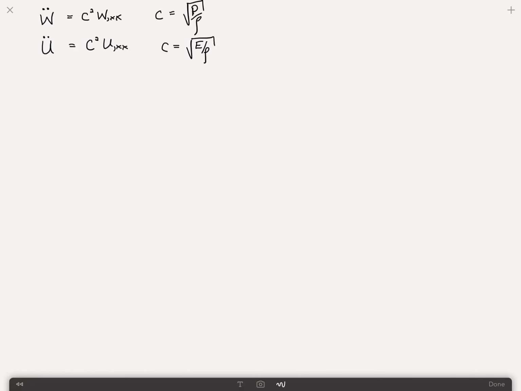And I should just mention that these two rhos are not the same. In the first case, this rho is density or mass per unit length, and this rho is the standard definition of density, which is mass per unit volume. But the form of the equations are identical. And let me mention again that this is the wave equation.